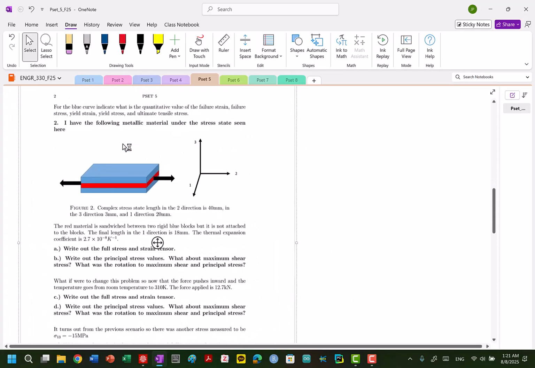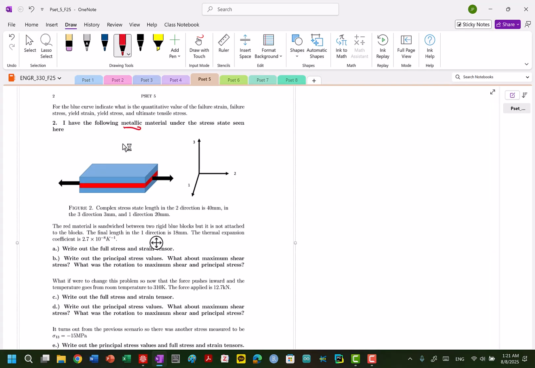So let's go here. The following metallic material, so we know the Young's modulus of a metal, under the stress strain seen here, we're given these dimensions. The red material is sandwiched between 2 rigid blocks, but it's not attached to the blocks. The final length in the one direction is 18. Thermal expansion coefficient is this. Write out the full stress and strain tensor.